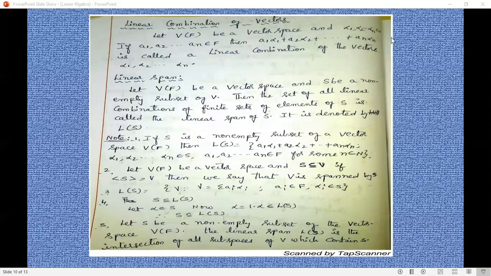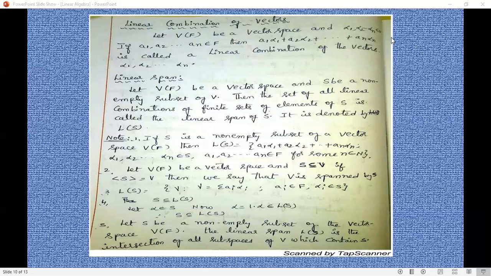S. Okay. The second one is: let V of F be a vector space and S is contained in V. That means S is a subset of V. If the linear span of S equals V, then we say that V is spanned by S. What do we have to say? V is spanned by S. We are expanding this way: L of S is equal to V, then we say that V is spanned by S.